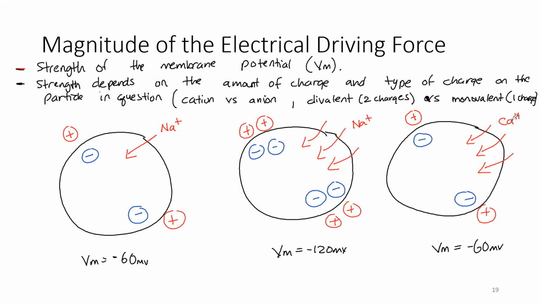Calcium, excuse me, I can't speak today. Calcium has two charges on it. And having two charges on it, it really wants to get into the negative environment in the cell. So this is what we mean by the strength of the driving force depending on the amount of charge. Whether it's divalent or monovalent is going to dictate the strength with which that ion wants to move, even if we have a very small separation of charge, as well as the type of charge. If it's positive or negative will determine where it wants to move as well. If we were considering an ion like chloride here, chloride would be trying to move outside the cell.